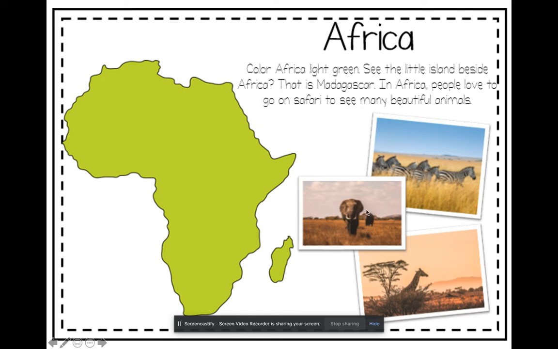So you have animals like you would see on a safari. In Africa, people love to go on safaris and see many of the beautiful animals. Just look at the pretty zebra and the elephants and the giraffe. Imagine just being able to see these animals walking around, like we have to go to the zoo to see them. Imagine just being able to see them walking around outside.